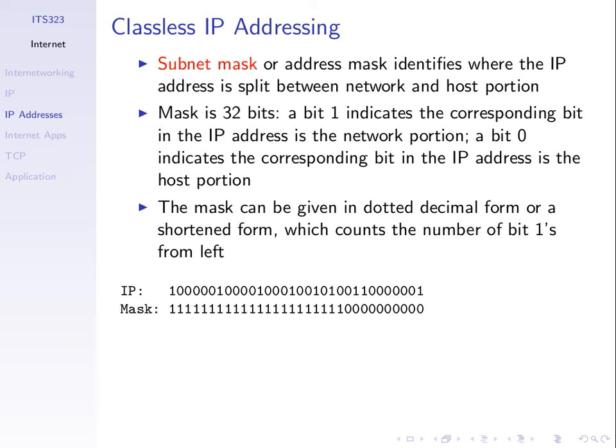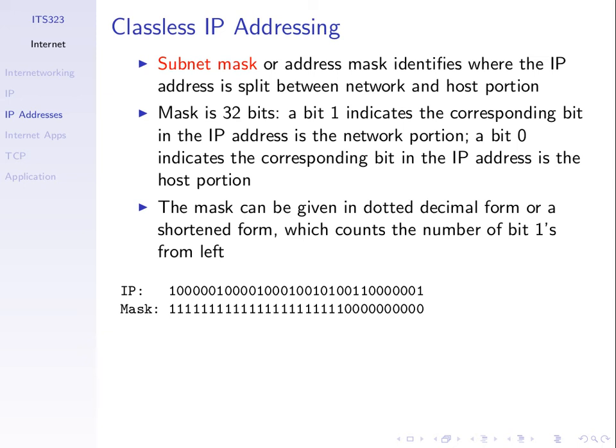So here's an example. The top IP address is the actual IP address that we have. 32 bits. You could convert it to dotted decimal, but there's no need to at the moment. Then IP addresses now have attached a second address called the subnet mask. So we'll see that each computer not just has an IP address, but also has a subnet mask. And here's an example subnet mask that goes with this IP address.